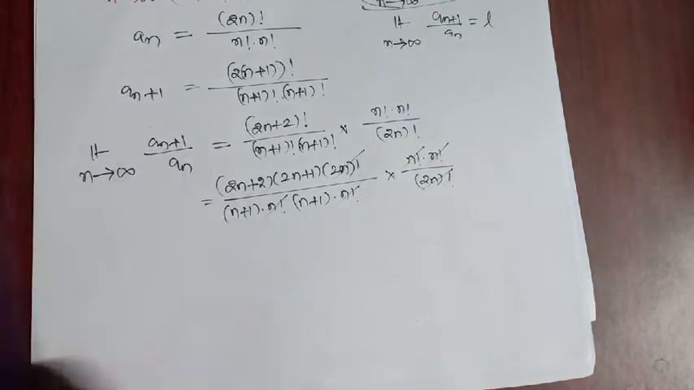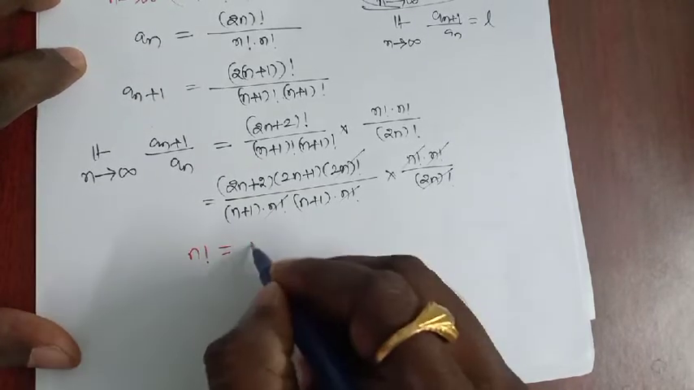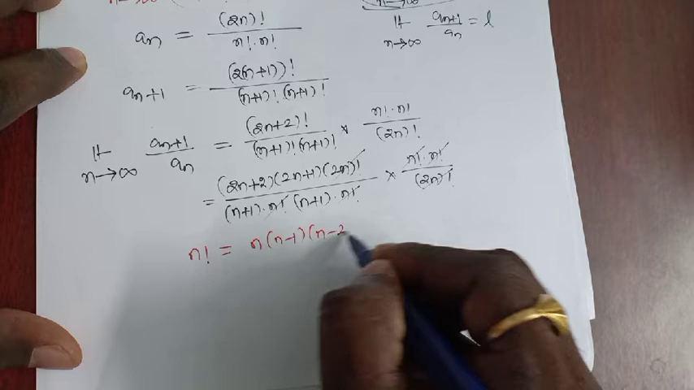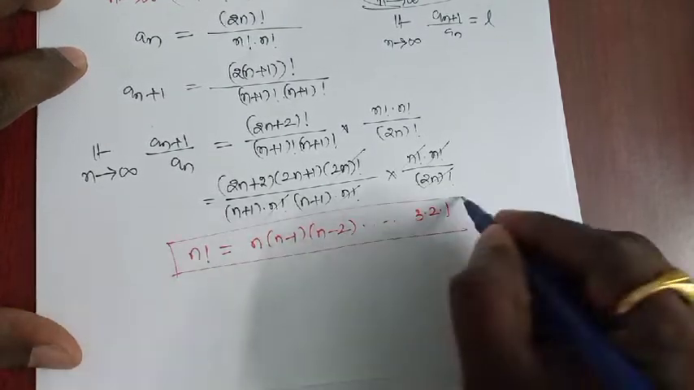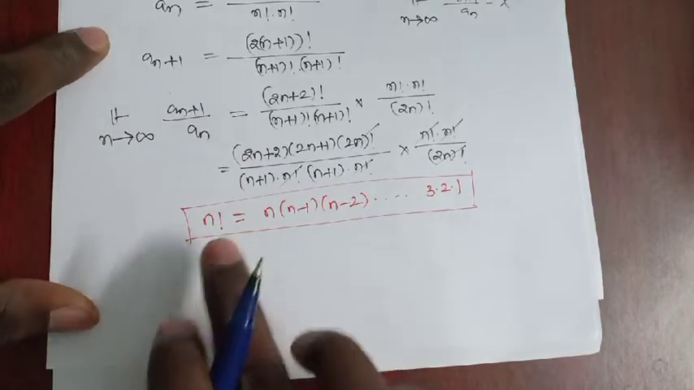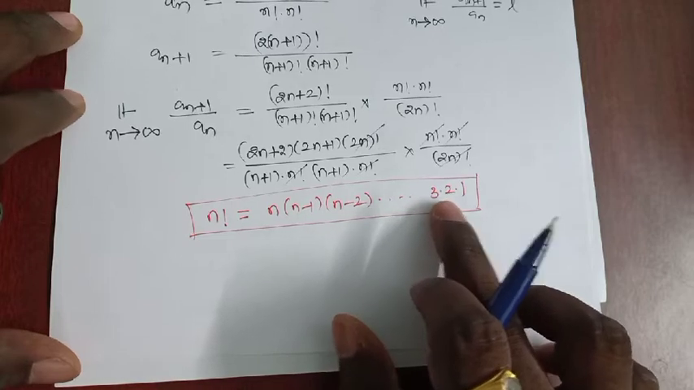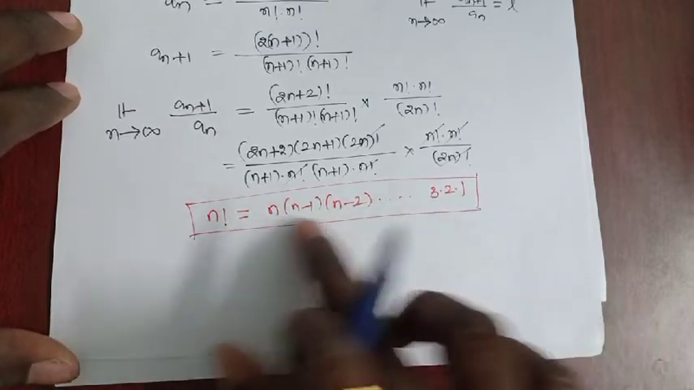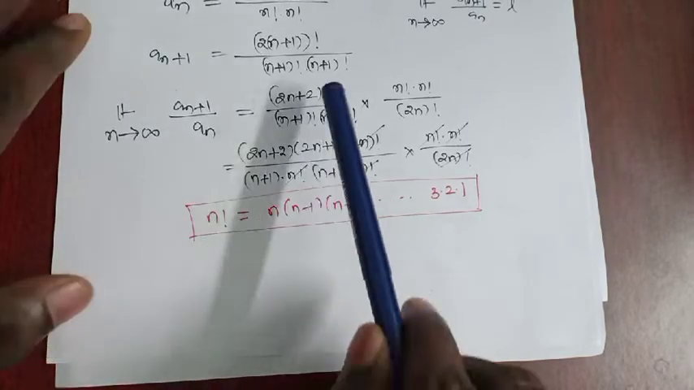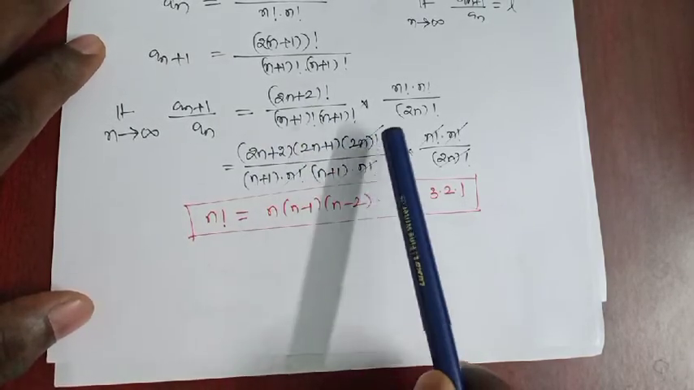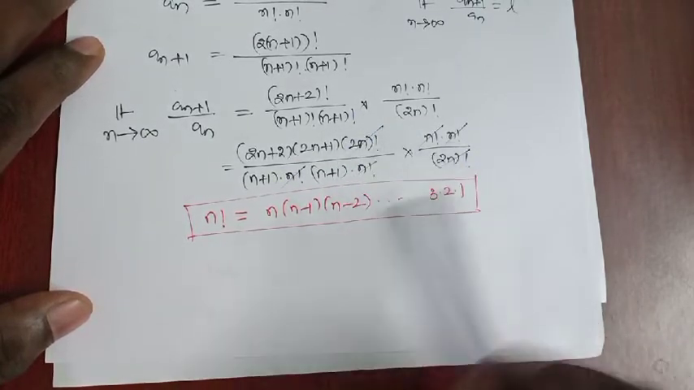Clearly n! is n into (n-1) into (n-2) and so on, 3 into 2 into 1. This is the formula for n factorial: the continuous product of the first n natural numbers, 1 into 2 into 3 and so on up to n. In the same way I write (2n+2)! as (2n+2) into (2n+1) into (2n)!. Why do I stop here? Because (2n)! and (2n)! both get cancelled.